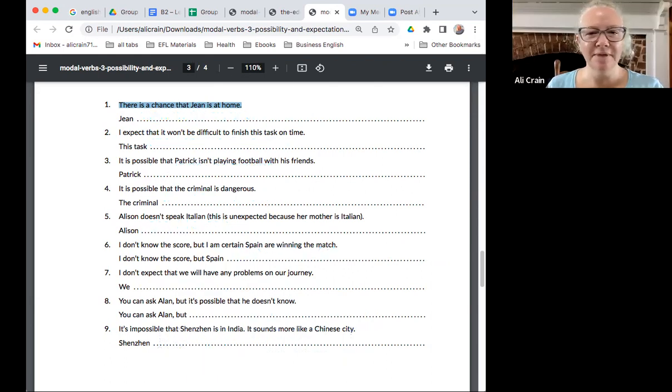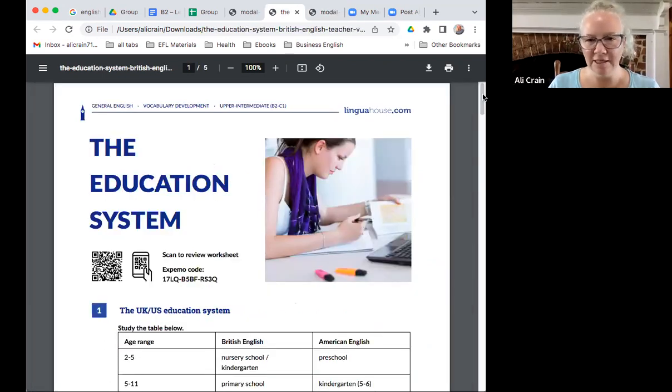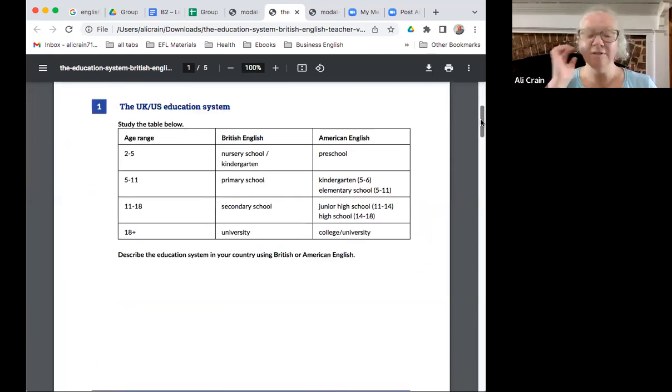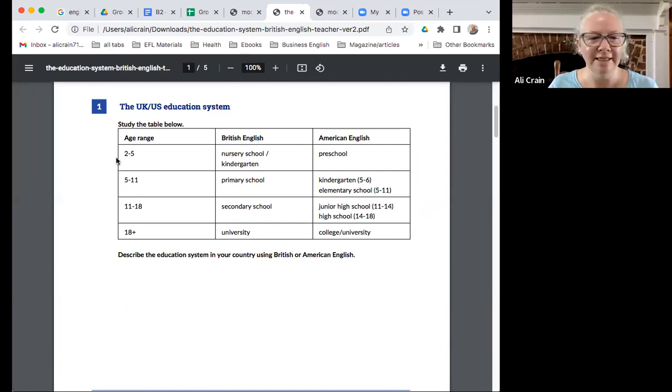So good job, guys. We will move now and look at the education system and talk about some of the differences between the names of the education system in British and American English, and then what you guys call it in Ukraine as well. We'll look at that a little bit. So the first one, ages 2 to 5, in British English they call this nursery school or kindergarten. In American English, we say preschool.